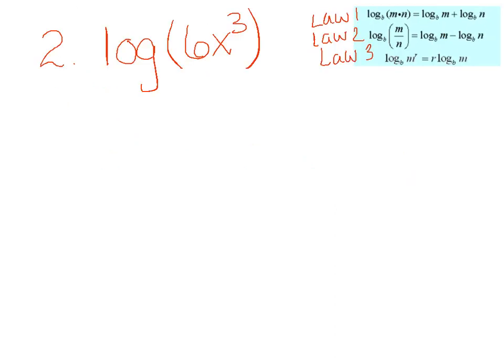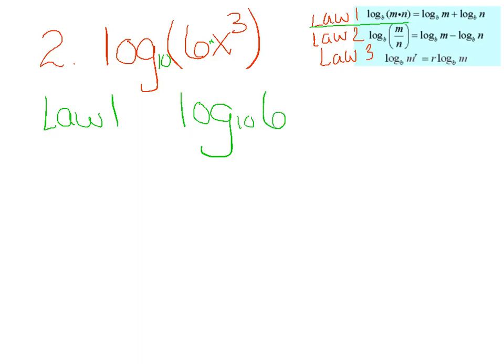Example 2, log of 6x cubed. Now, one thing to notice is there's no base that's straightforward to us, so we're going to assume that that is a base of 10, and I'm going to go ahead and put a 10 in there. Now again, I'm going to reread what I'm taking the log of. To me it says 6 times x cubed. And since I said times, I'm going to go to law 1, that deals with times, and I'm going to apply law 1. So again, jot law 1 in your notebook, and let's apply it. Log base 10 of 6, times turns to addition, log base 10 of x cubed.